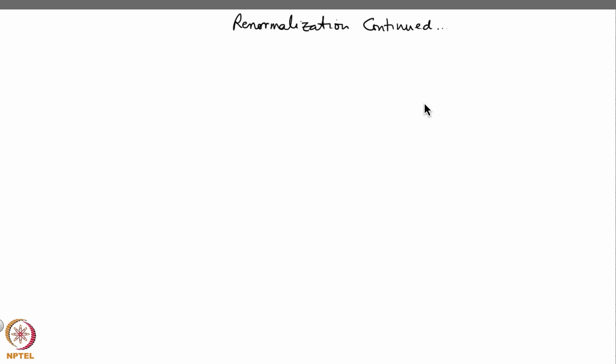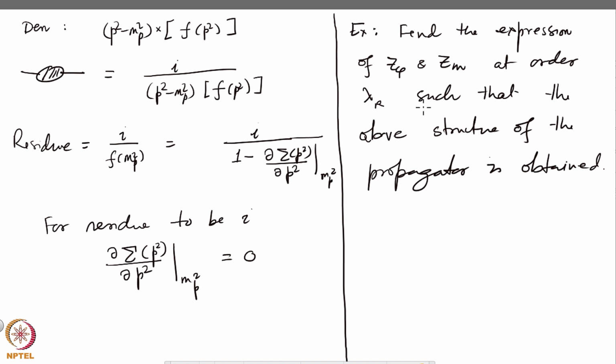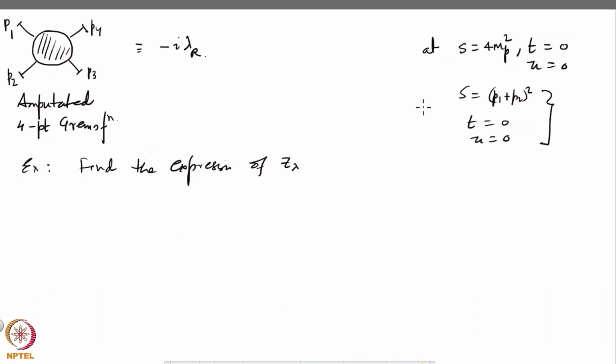Okay, so let's continue from where we left last time. So we have seen so far that we can remove the divergences in Green's functions by renormalization. Okay, and there are various renormalization schemes, and I have mentioned three of them: MS bar, and also on-shell renormalization. Okay, you can also have off-shell renormalization.